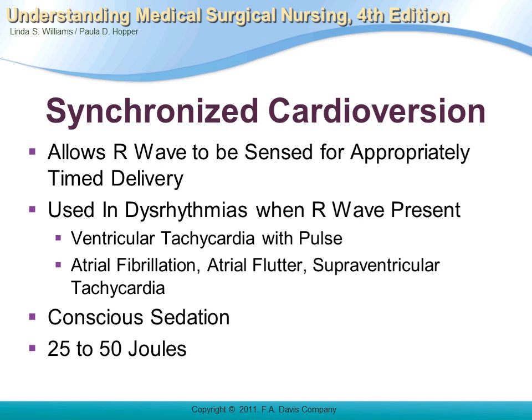Synchronized cardioversion allows the R wave to be sensed for appropriately timed delivery. So this is used in dysrhythmias when the R wave is present. So it could be ventricular tachycardia with a pulse, atrial fibrillation, atrial flutter, supraventricular tachycardia. You do want to make sure that you sedate that patient to make that a little bit more comfortable for them. It would be 25 to 50 joules of energy that would be delivered to that patient.